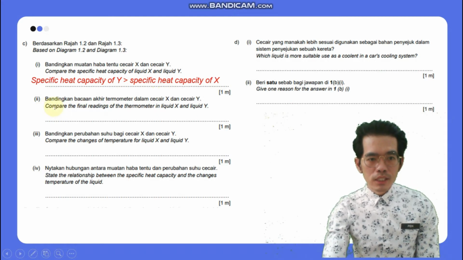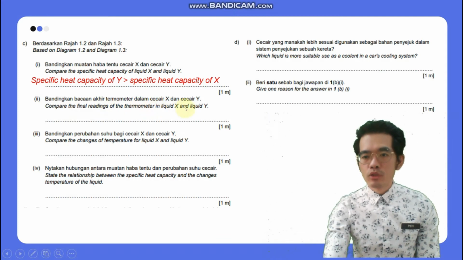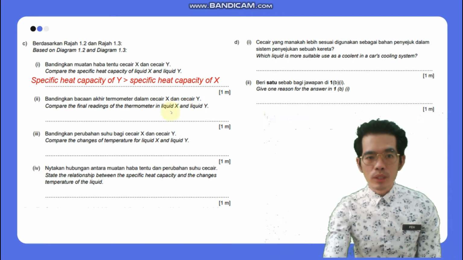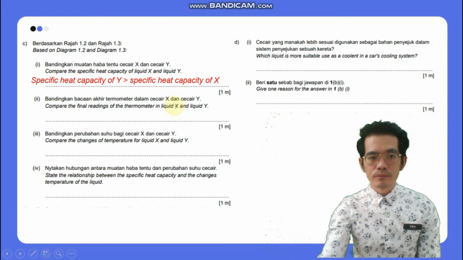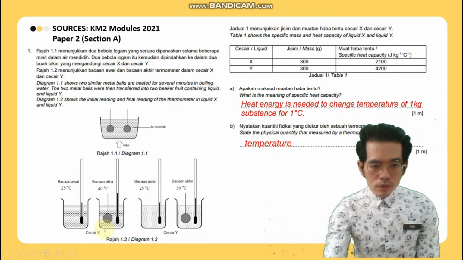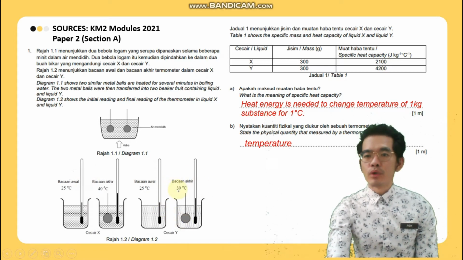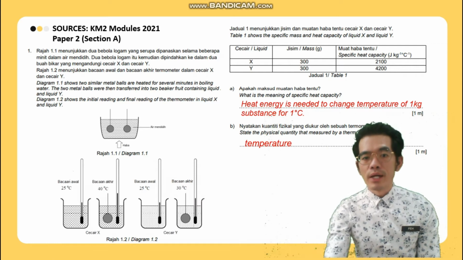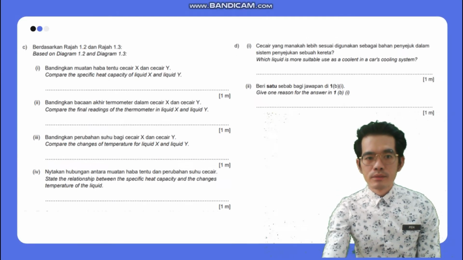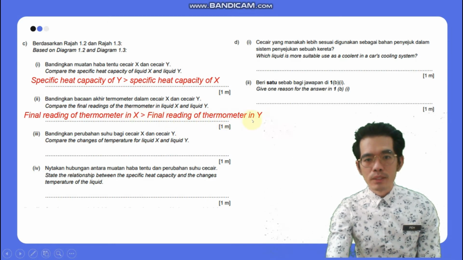The second question for C asks us to compare the final temperature of the thermometer in X and Y. This type of question is quite straightforward. You can just observe the diagram to see which final temperature is higher, X or Y. Look at diagram 1.2: the final temperature for liquid X is 40 and liquid Y is 30. So the final temperature of the thermometer in X is greater than the final temperature of the thermometer in Y.